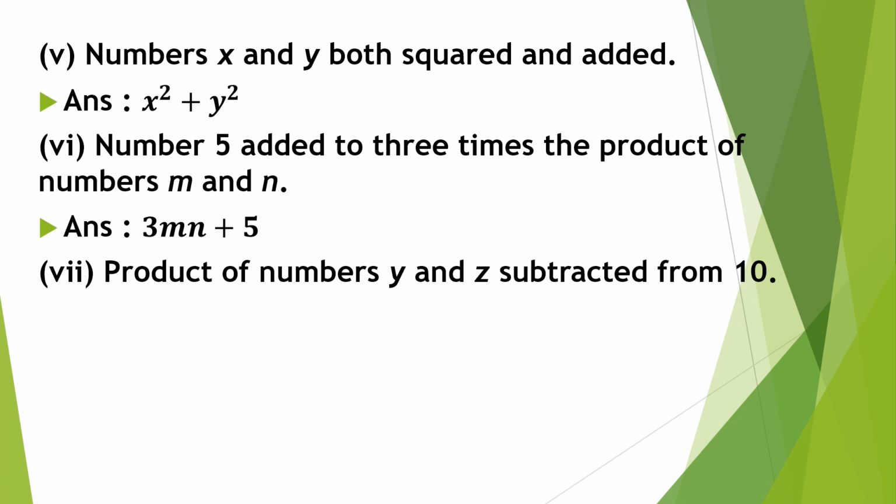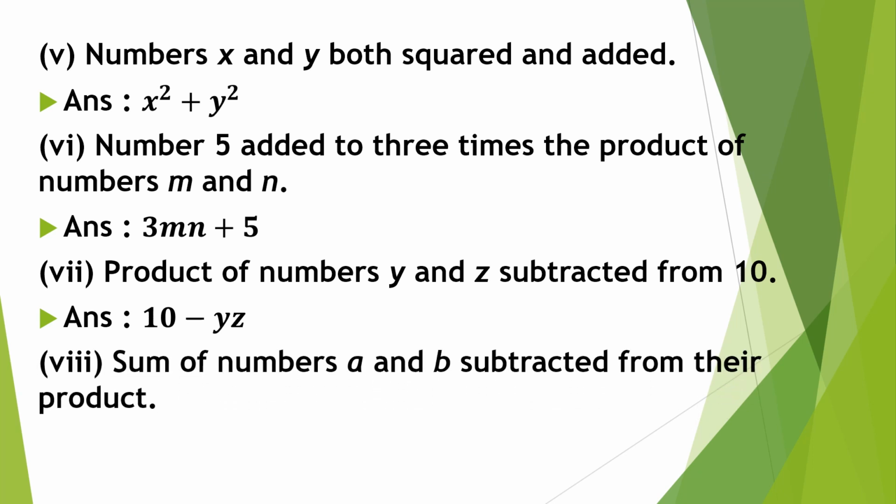Next is the product of numbers y and z subtracted from 10. What will be that? From 10. So you have to write 10 minus. What is to be subtracted? Product of numbers y and z. What is the product of numbers y and z? yz. So the algebraic expression is 10 minus yz.